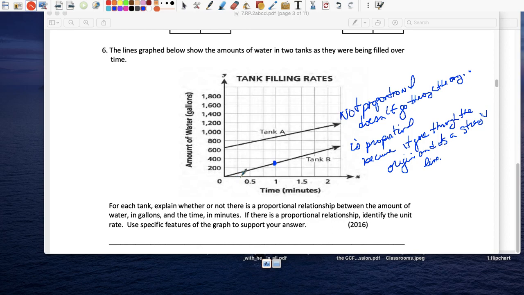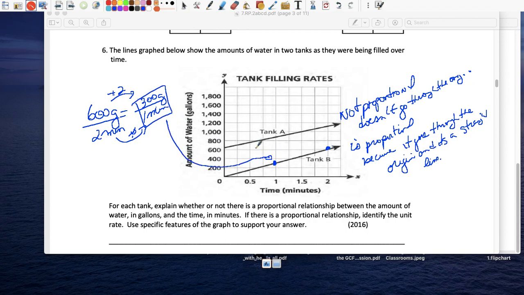Well, pick a point. The one point that we know for sure is this point right here. That point is 600 gallons of water in 2 minutes. Can we find the unit rate? Well, yeah. Divided by 2, so you get 300 gallons in 1 minute. And that's your unit rate, which is this point right here. Okay, and that would have gotten you full credit.